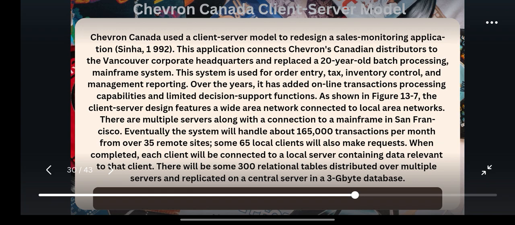Eventually, the system will handle about 165,000 transactions per month from over 35 remote sites. Some 65 local clients will also make requests. When completed, each client will be connected to a local server containing data relevant to that client. There will be some 300 relational tables distributed over multiple servers and replicated on a central server in a 3 GB database.